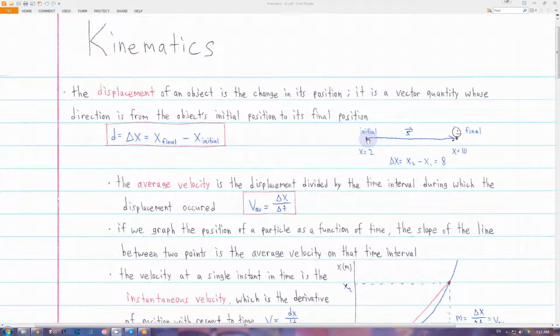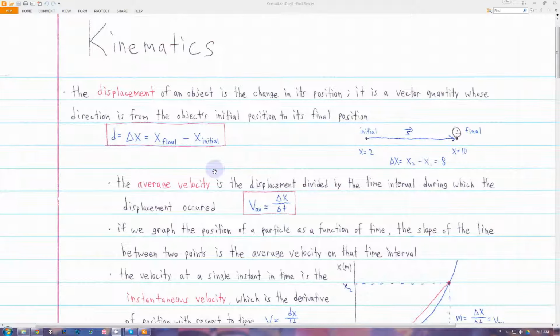But let's say we made the origin of the coordinate system at his final position. So here x would be equal to 0, and the initial point would be x equals negative 8. Well, his displacement will still be positive 8 because you just do the final position 0 minus the initial negative 8. So even if we make the coordinate system different, his displacement will still be the same because we're just looking at a change in position.